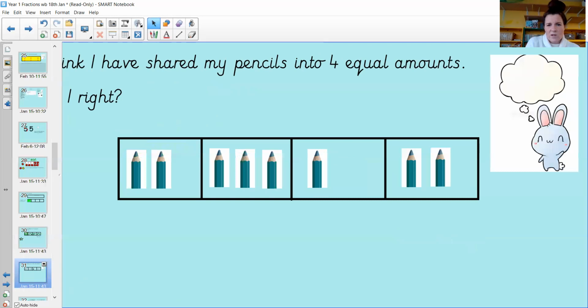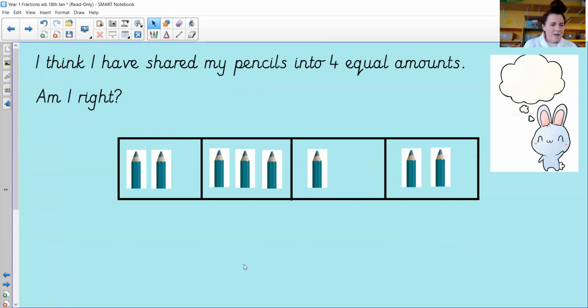Okay, so, I've got a bit of a challenge here. So reasoning rabbit. Now, unfortunately, where I am today, I don't have my reasoning rabbit ears, but if I did, I'd put my reasoning rabbit ears on. And I want you to have a look at our rectangle. And I've given you a question. Here we go. I think I have shared my pencils into 4 equal parts. Am I right? So I think I've done a good job there of sharing. Have a think, have a chat to your grown-ups. Have I shared them equally? Am I right?